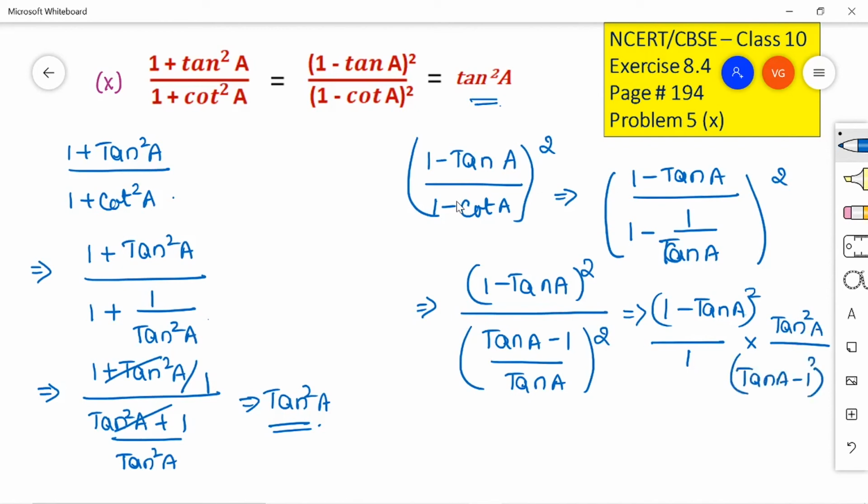Here this is of the form (a − b)², and this is (b − a)². Both are one and the same, right? Whether you take (a − b)² or (b − a)², the formula will be a² + b² − 2ab. So the answer is again tan² A. Hence both the identities are proved here.